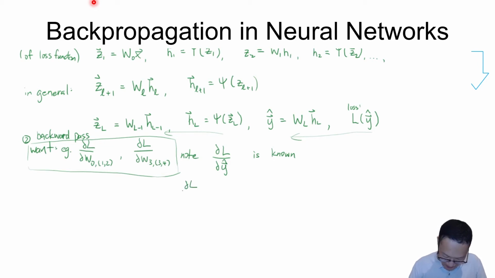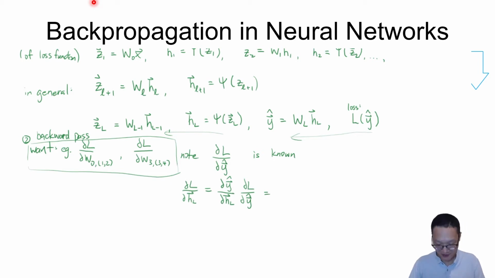So let's do the derivative of L with respect to HL. Now we can use the multivariate chain rule, and I'm going to do this in vector form. So this is going to equal partial Y hat, partial HL, times partial L, partial Y hat. So we have y to hl, so we need l to y. This thing is known. And the derivative of y with respect to hl, well, we can just look here. This is a matrix multiplication. So from before, we saw that this should be whatever matrix is in front, transposed. So that's our first step.